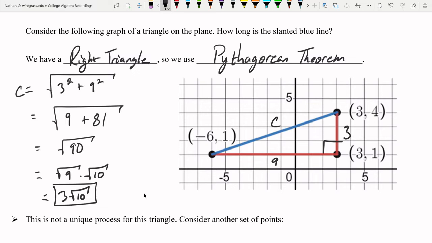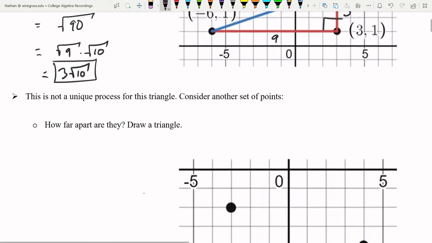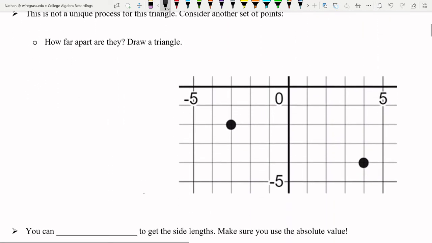Now, this process for this triangle, of course, is not unique. You can use Pythagorean theorem on any right triangle. So let's consider a different set of points. And we're asking how far apart are these 2 points? Well, to do that, we just can draw a straight line. I'll draw it in blue here. We're asking what's that distance if it were straight. All we have to do to find this distance is create a triangle out of it, right? So I'm going to go straight across and then go straight down.